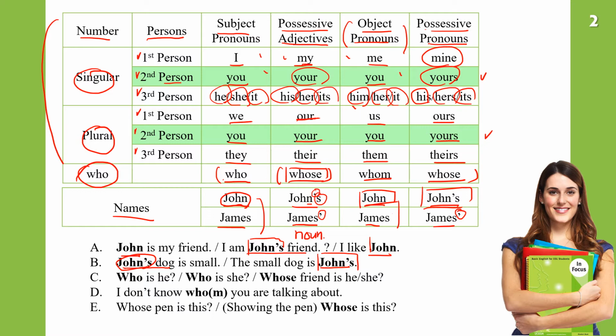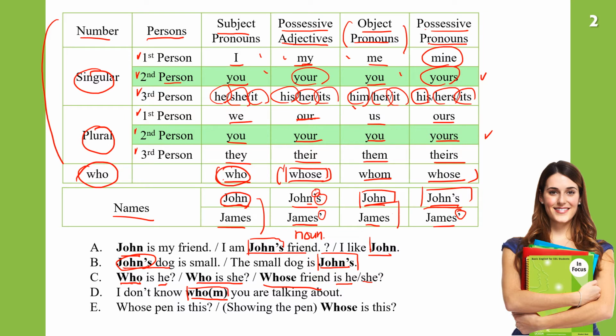And who is he? Who, this is the subject. Who is she? So for he and she, who can be used for both genders. Now here, whose, this is a possessive adjective. Whose friend is he? Whose friend is she?